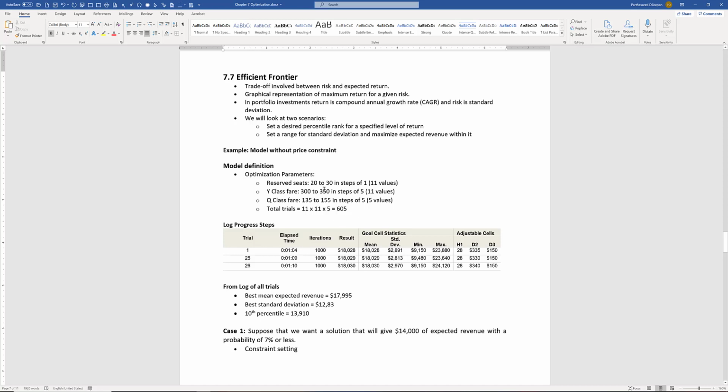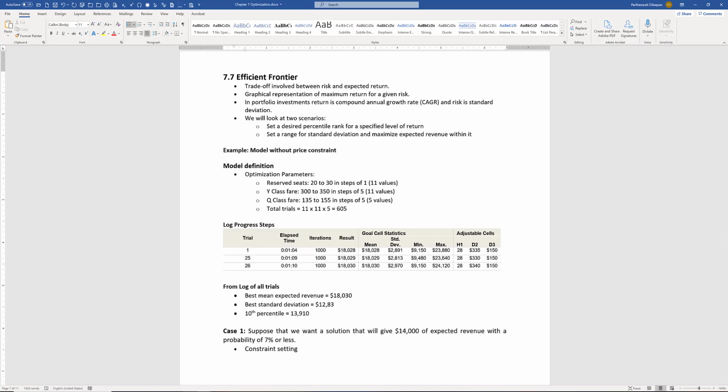So of the 605 trials, the best is in trial 26. So you have 18,030. Okay, and the best decision is 28 reserved seats, 340 for Y class fare, 150 for Q class fare.